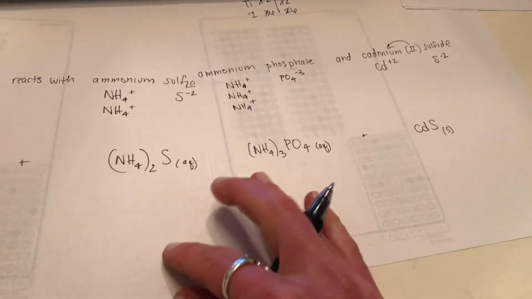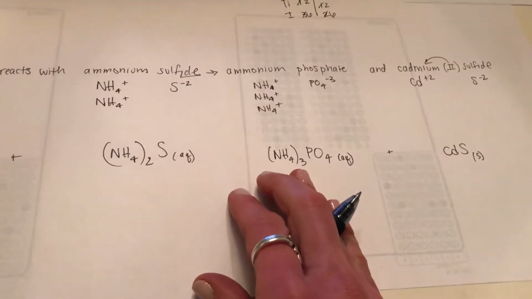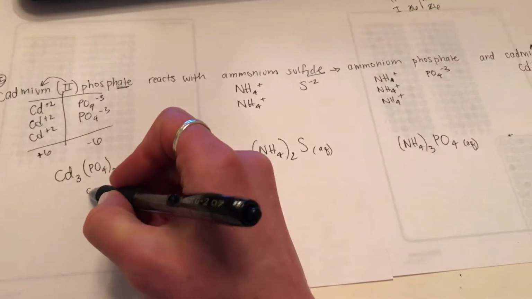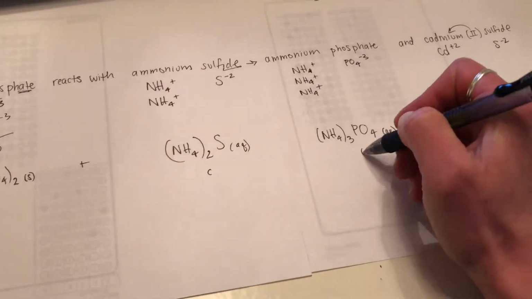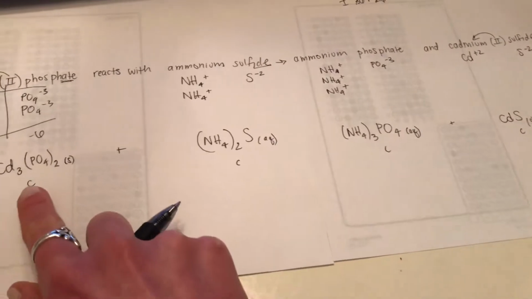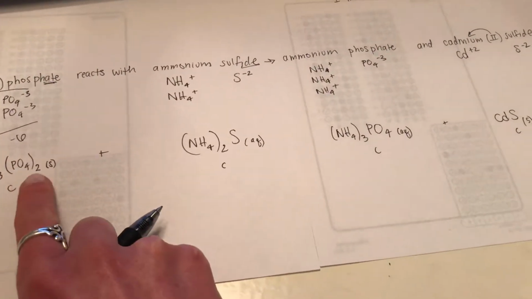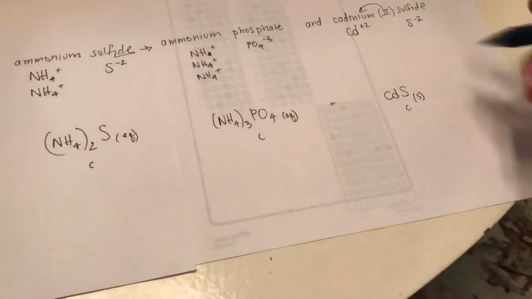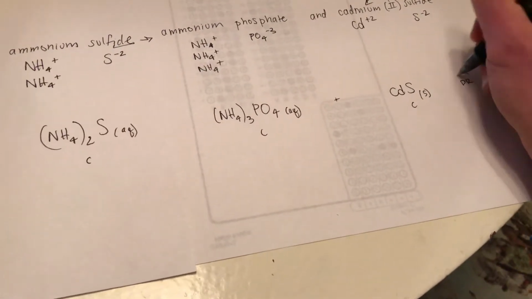Okay, so now we need to determine the reaction type and whether or not the reaction occurs. So I have a compound plus a compound produces a compound plus a compound. Remember, it's a compound because it has more than one type of atom in it. So when I have compound plus compound produces compound plus compound, that's a double replacement reaction.